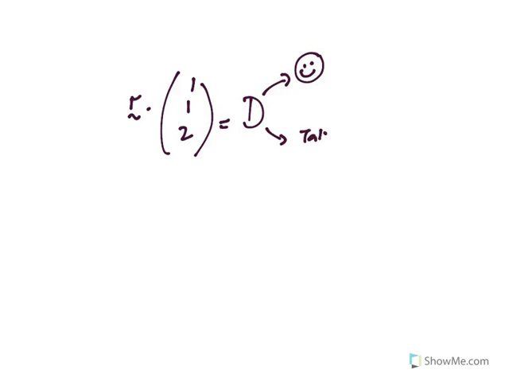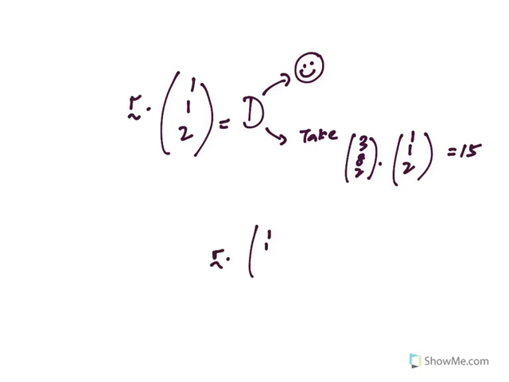I just take, because it passes through P, right? I just take (3, 8, 2). Okay, very good. And you will get 15. So this is r dot (1, 1, 2) equals 15. This is method 2.